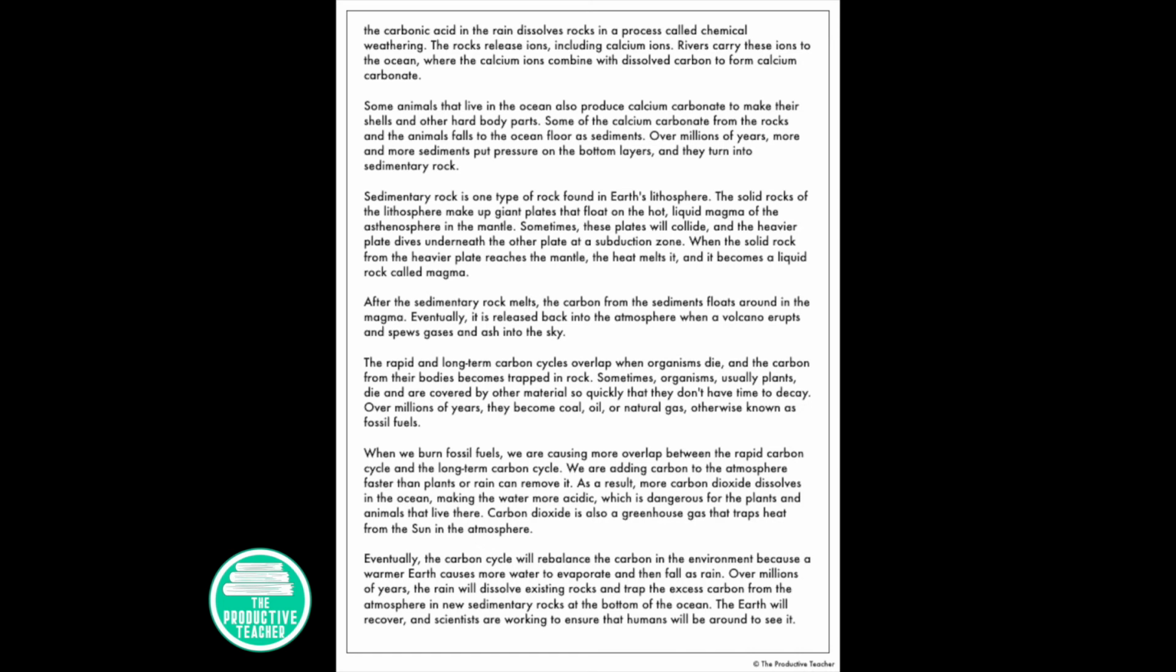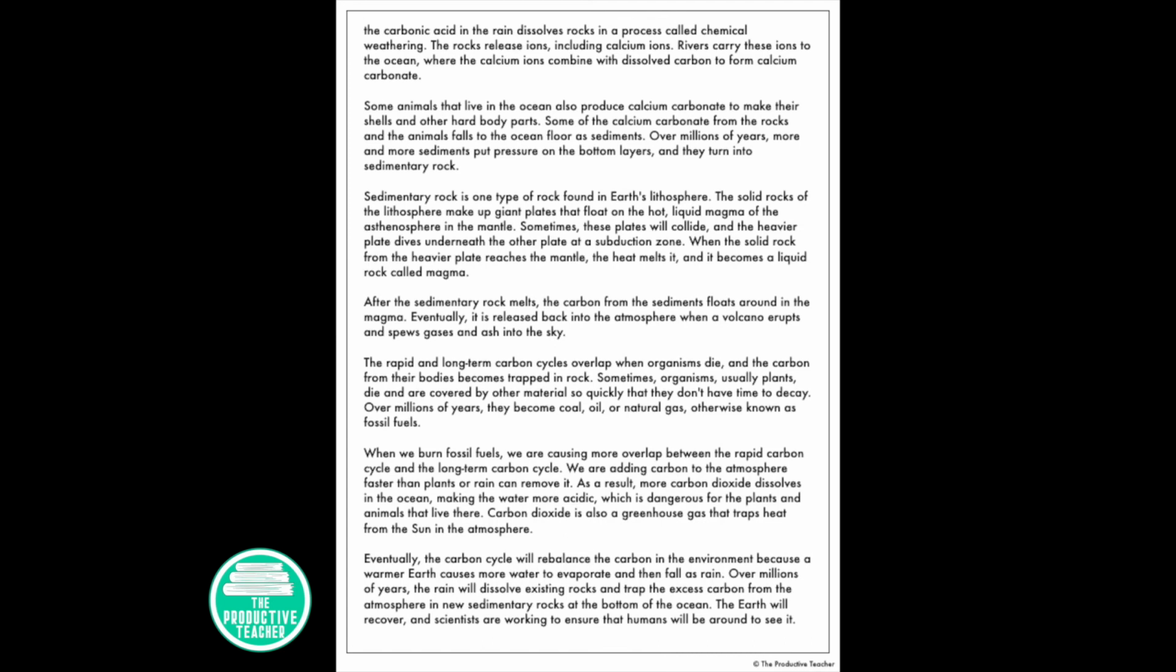The rapid and long-term carbon cycles overlap when organisms die, and the carbon from their bodies becomes trapped in rock. Sometimes organisms, usually plants, die and are covered by other material so quickly they don't have time to decay. Over millions of years, they become coal, oil, and natural gas, otherwise known as fossil fuels. When we burn fossil fuels, we are causing more overlap between the rapid carbon cycle and the long-term carbon cycle.